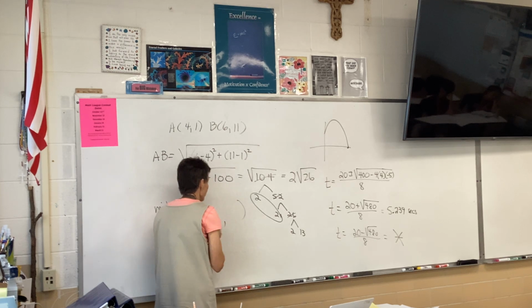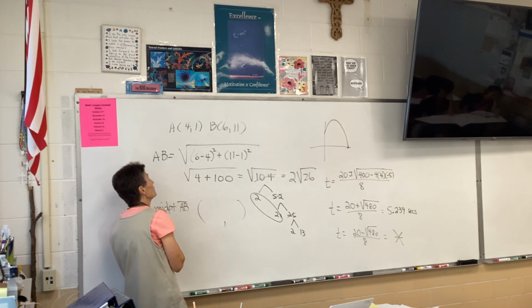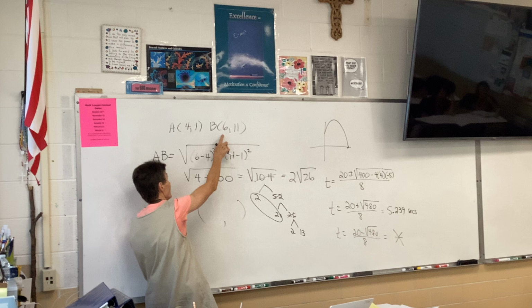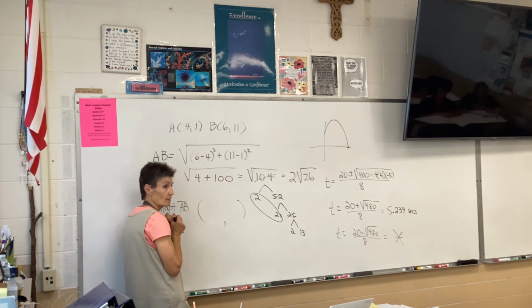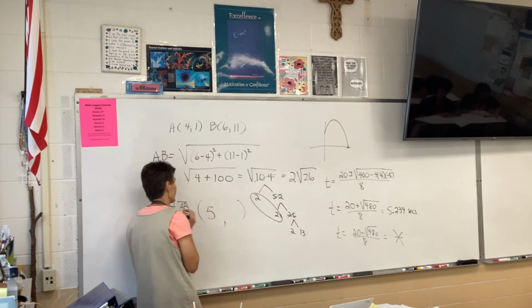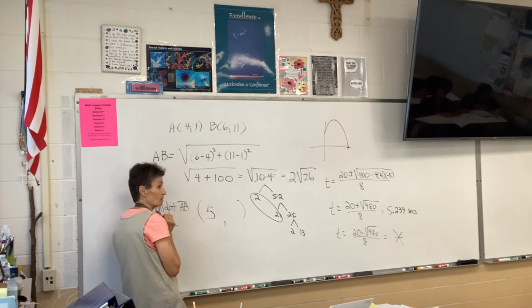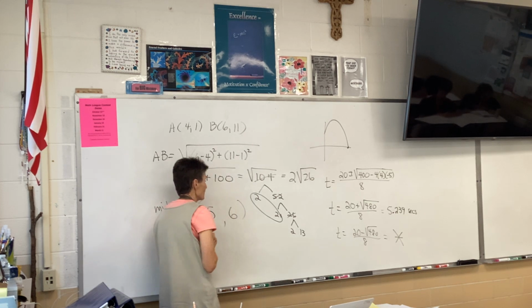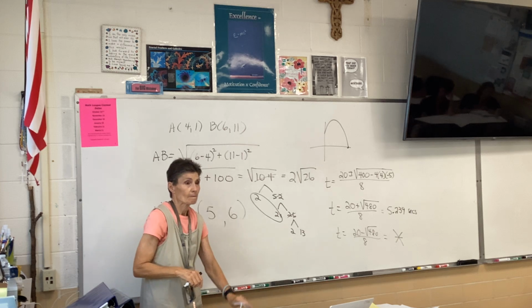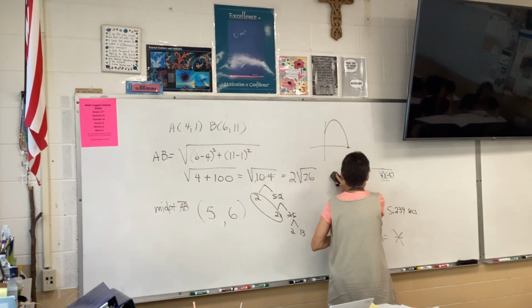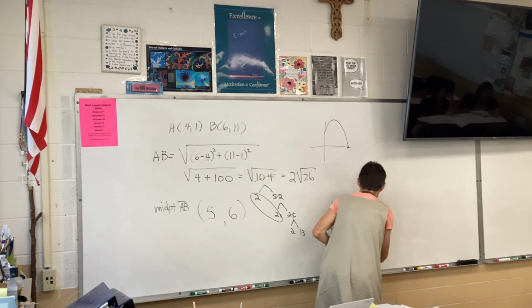How do we find the midpoint? Last question. Add the x's and divide by 2. So 4 plus 6, 10, divided by 2, 5. 1 plus 11, divided by 2, 6. There you go, there's your midpoint. Practice test 2 completed.